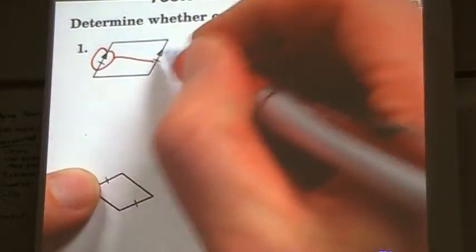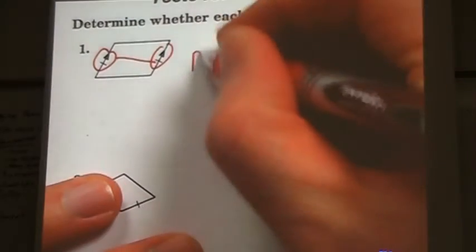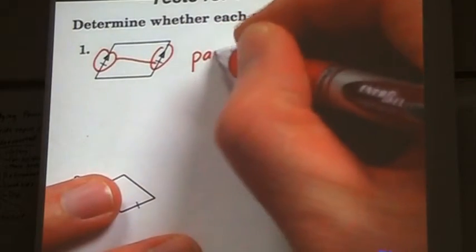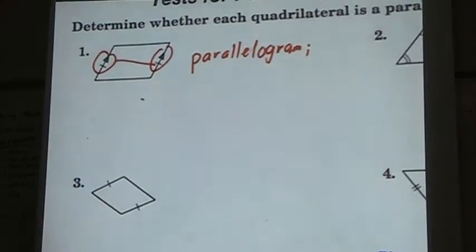Okay, you've got one pair of opposite sides that are congruent and parallel. Look in your notes. Hey, it looks like that last one we just drew. So we say parallelogram. And the reason is, one set of opposite sides is parallel and congruent.